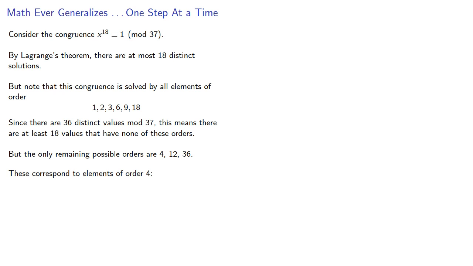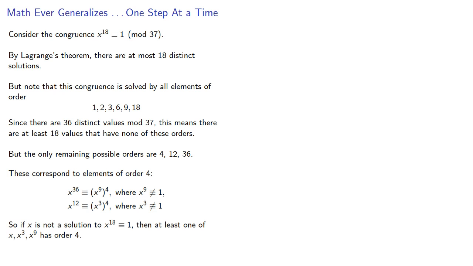And these correspond to elements of order 4. So if an element has order 36, I can rewrite that as where x to the 9th can't be congruent to 1. And if an element has order 12, we can rewrite that as where x to the 3rd can't be congruent to 1. So if x is not a solution to x to the 18th congruent to 1, then at least one of x, x cubed, or x to the 9th has order 4.